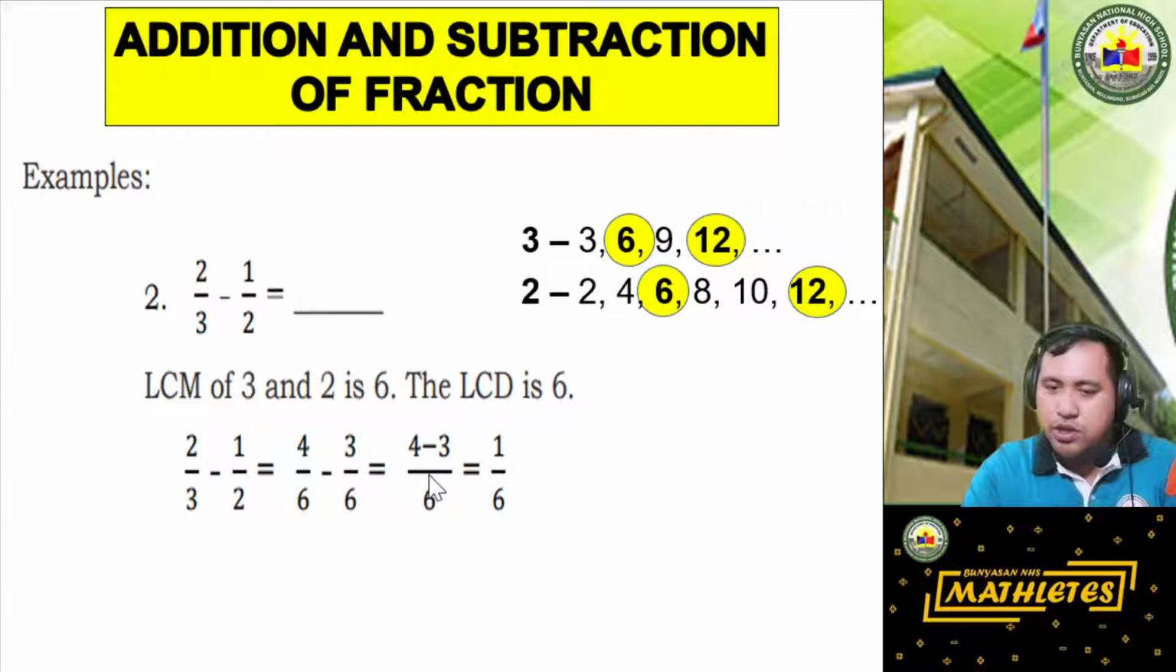So ito yon. Copy the denominator, then subtract the numerator. 4 minus 3 is 1. So that is 1 over 6.